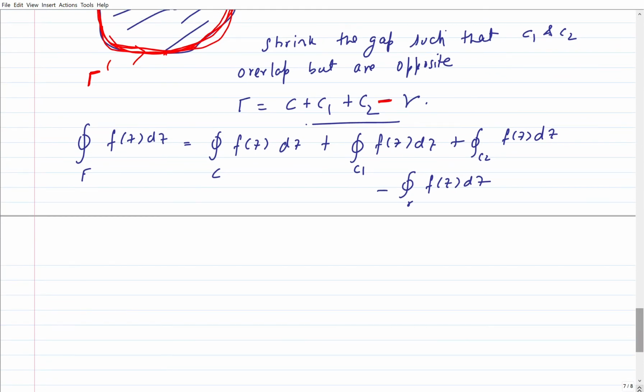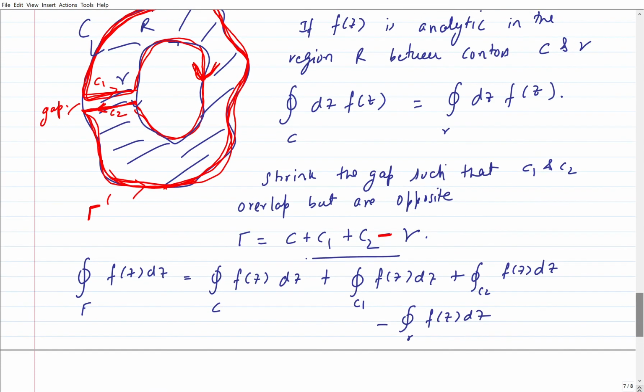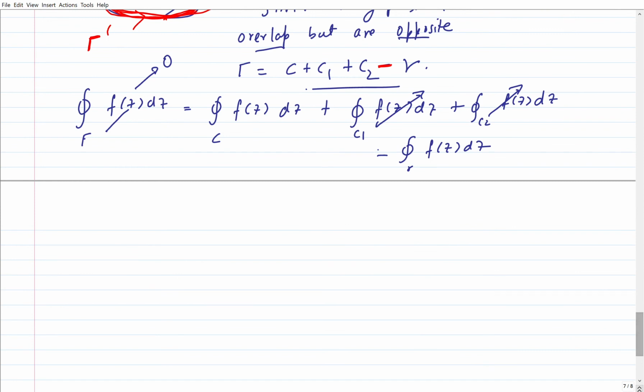Okay. So now I know that this guy is zero, since I have this particular contour and the function was analytic in this entire region. C1 and C2 overlap but are opposite, so they both cancel each other. That's going to be zero. So all I am left with is, and by the way, gamma was this guy minus gamma because it was in the clockwise direction, but since I have already included the minus sign, this was this.